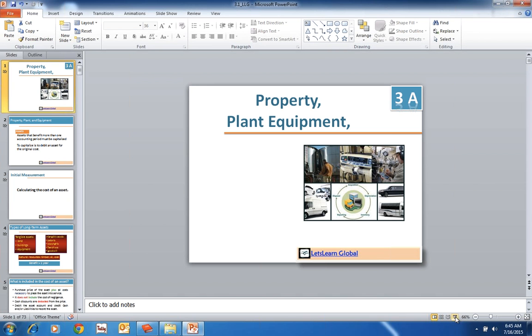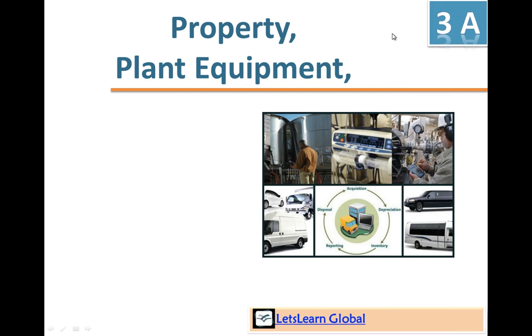We are now moving on to the third unit. In the third unit, you have three sections: 3A, 3B, 3C. Let us discuss 3A, which deals with your fixed assets. Now we are moving on to fixed assets.